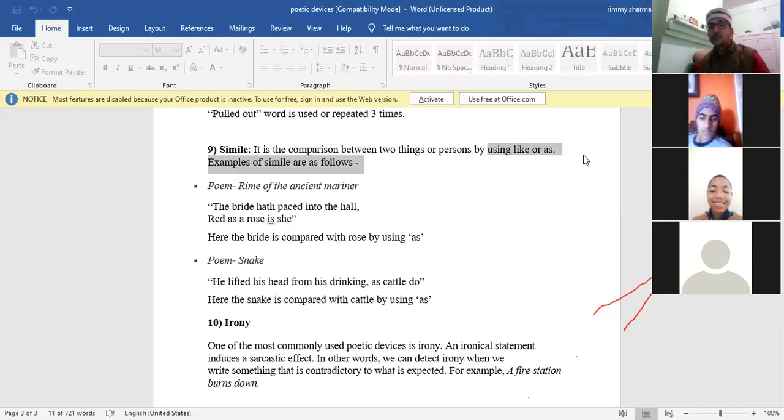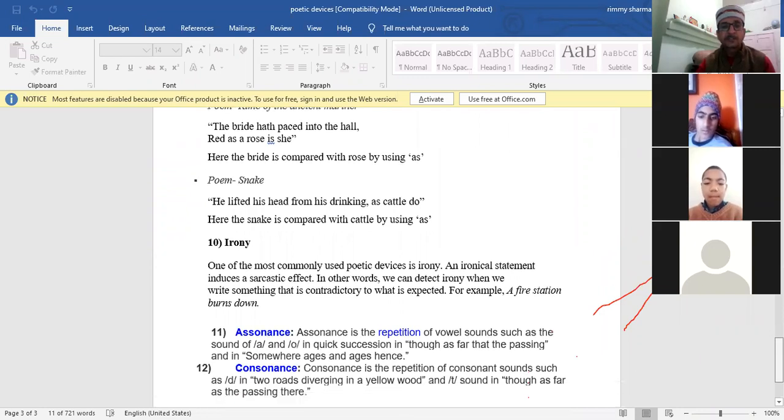When like or as is used, the comparison is called a simile. And if there is a direct comparison without the use of like or as, it is a metaphor. Have you followed the difference between metaphor and simile? As cattle do. So this is again the use of simile and metaphor.